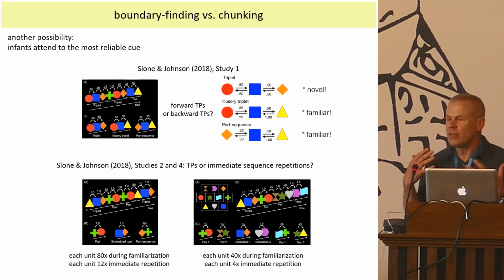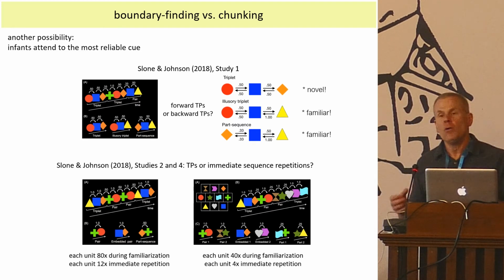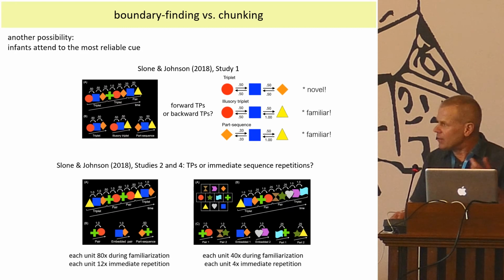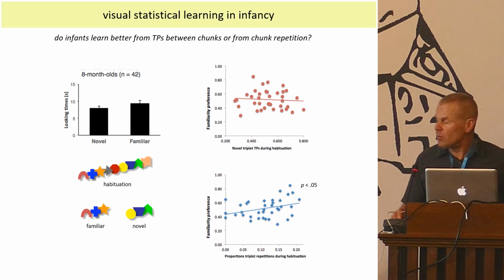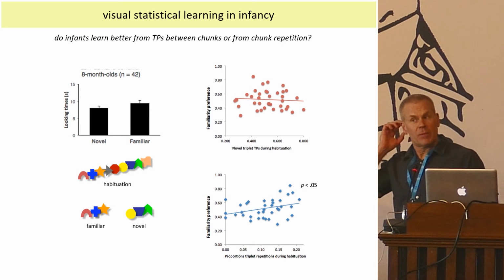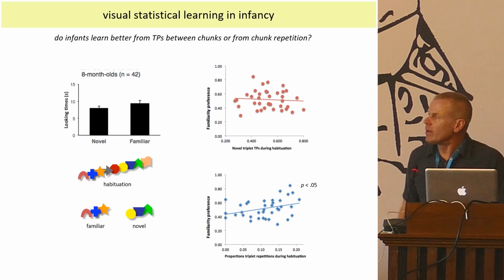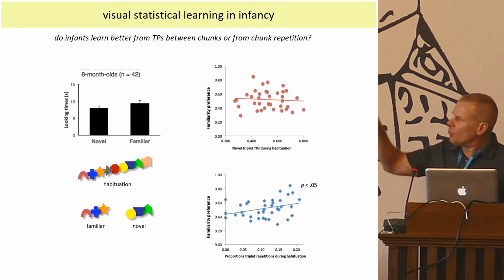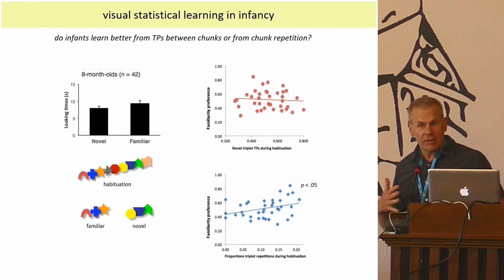So is there evidence that immediate sequence repetitions are a cue that babies use? Well, not in any published papers that I know of, but in an unpublished study that I told you about before, when we tested 8-month-olds. Now, the 8-month-olds we tested were tested with habituation rather than with familiarization, which I didn't mention. Actually, I should have. In the Sloan and Johnson 2018 paper, studies 1, 2, and 4, these babies were habituated, which means the babies got really quite different kinds of inputs.